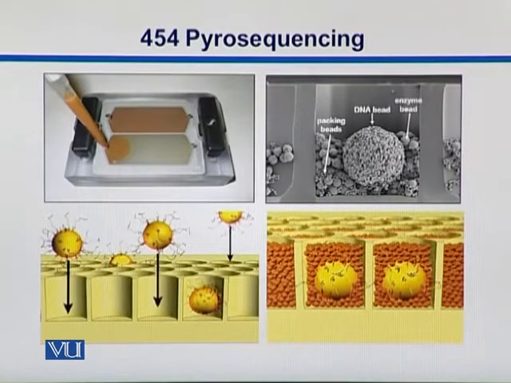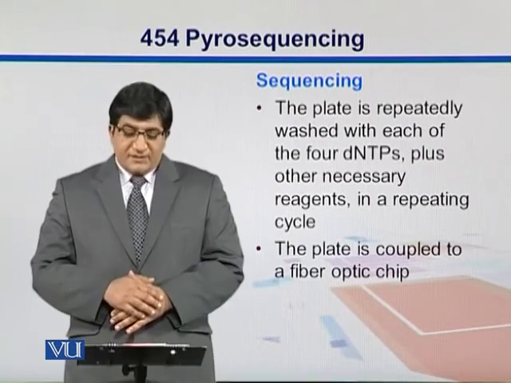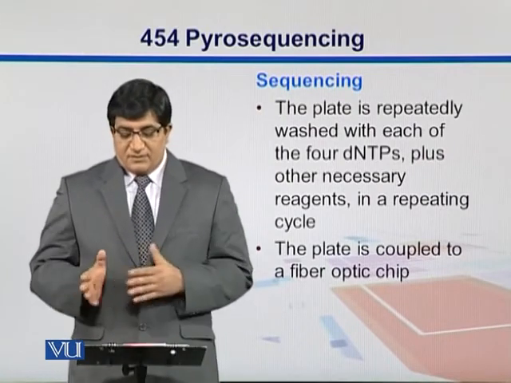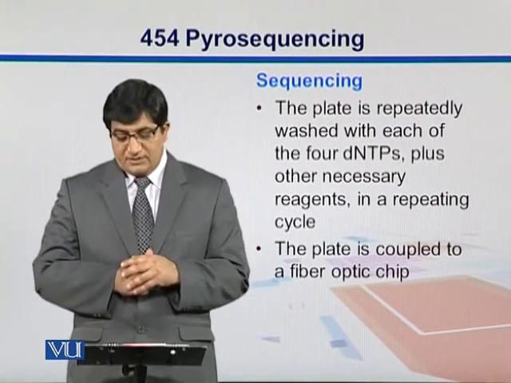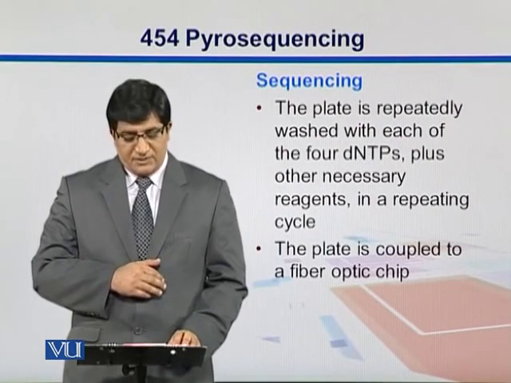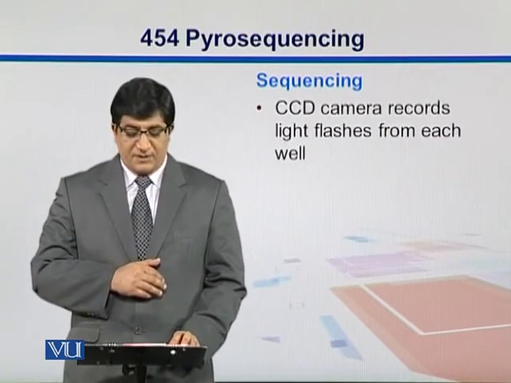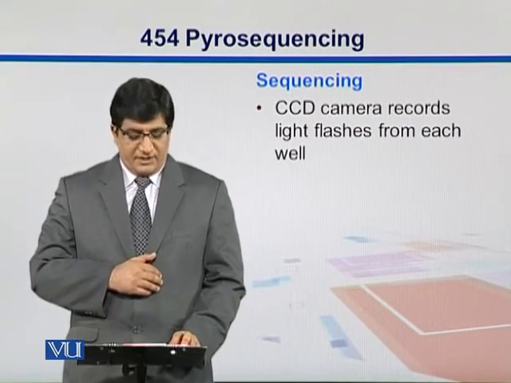So here we see all that is happening. We load the samples, and in the cross section we can see that there are some wells where we have DNA beads, and in addition we have enzymes in the form of enzyme beads and also some packaging beads, so that the DNA-containing bead is fixed in those wells where they are sequenced. The plate is repeatedly washed with different dNTPs plus other reagents, and there is a fiber optic device coupled with the machine, and a CCD camera. Whenever a light signal is generated, the camera takes the picture.